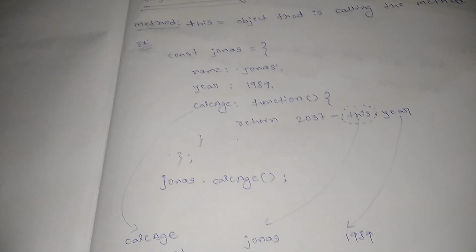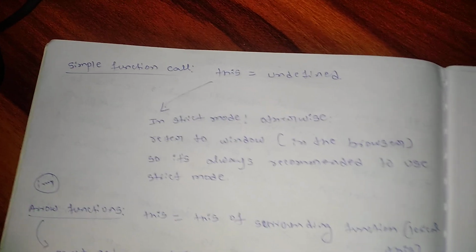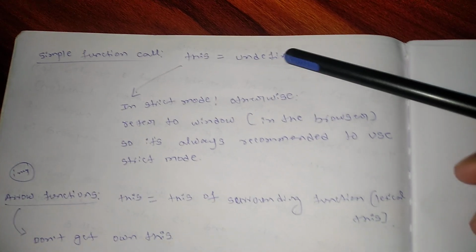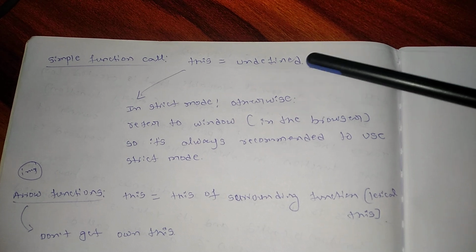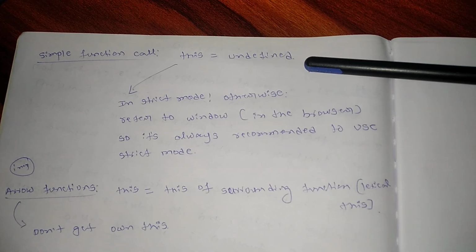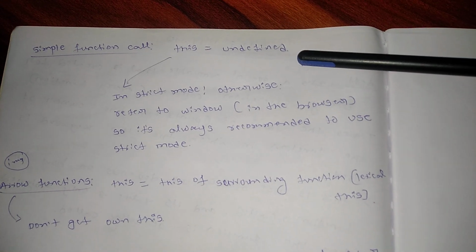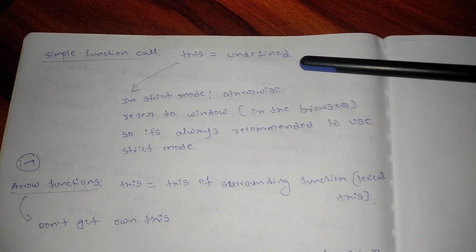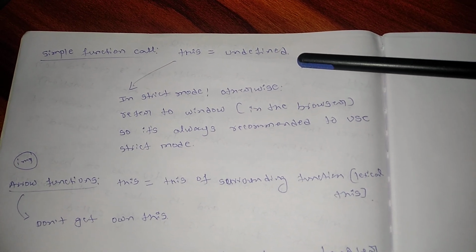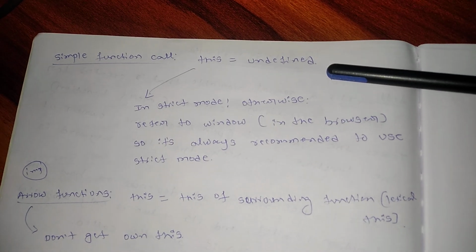So there are other ways as well. For example, if we are calling with the help of a simple function, that is a normal traditional function, this will be undefined here. So this is equal to undefined, and that is only in strict mode. If it is in normal mode, then it will be the window object, the global scope, that will be referred to.